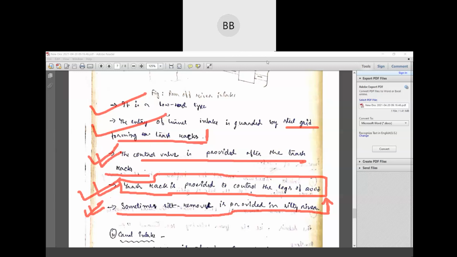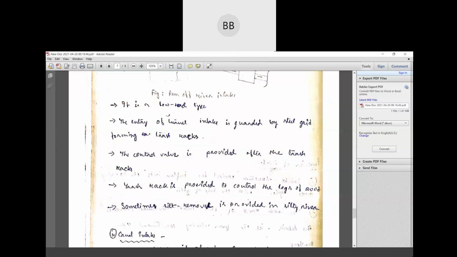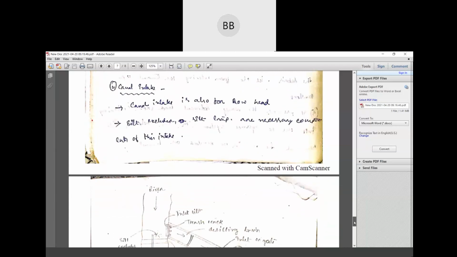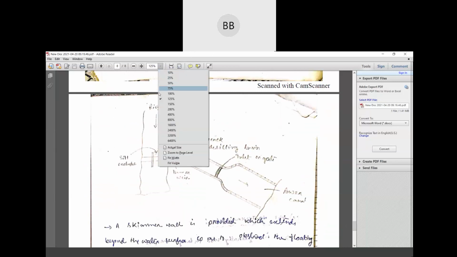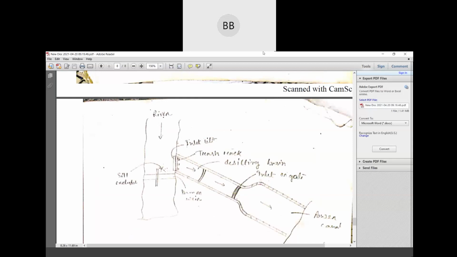Okay. So we move on to our next type. You write it down. The next type is our canal type. Canal type, and you draw a diagram. This is your canal type intake. So you kindly draw the diagram.